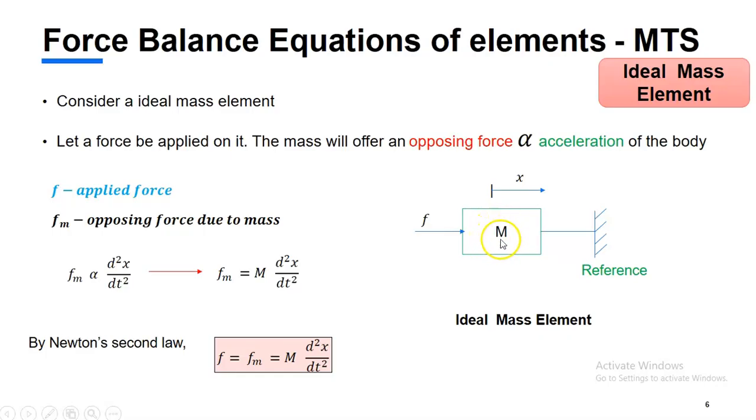This body or this particular mass will produce some opposing force, which we will call Fm. It is directly proportional to the acceleration of the body. Just now we have seen acceleration is represented by d square x by dt square. So Fm is directly proportional to d square x by dt square. This proportionality constant is m. By Newton's second law, I can write sum of applied force is equal to sum of opposing force, which is m into d square x by dt square.